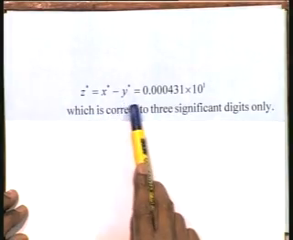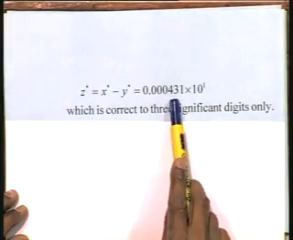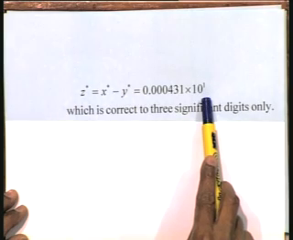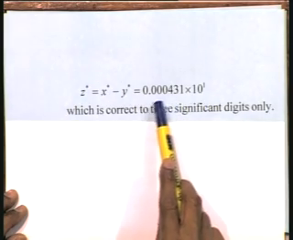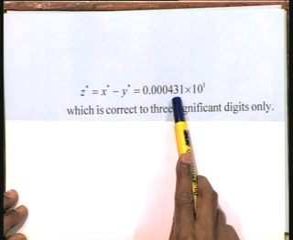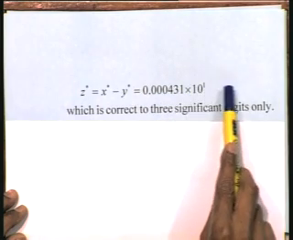Now I want to subtract these 2 numbers. If I subtract these 2 numbers, z star will be x star minus y star, which is 3.000431 times 10 to the power 1. Now when it converts to the normal form, this goes as 0.031 times 10 to the power minus 2.